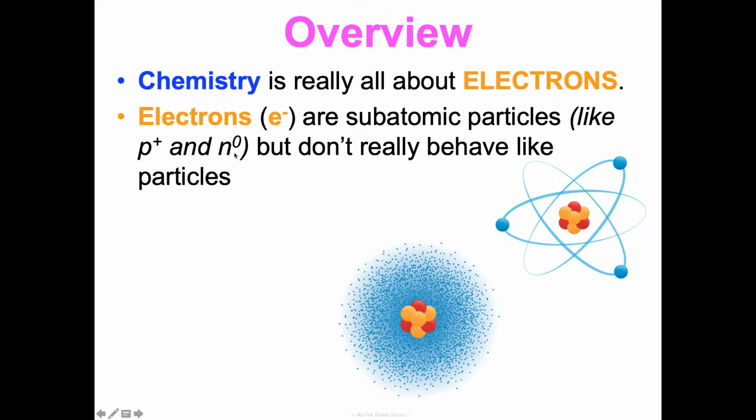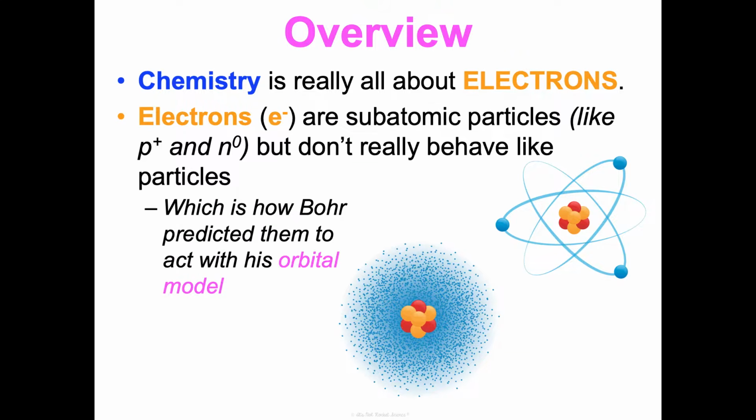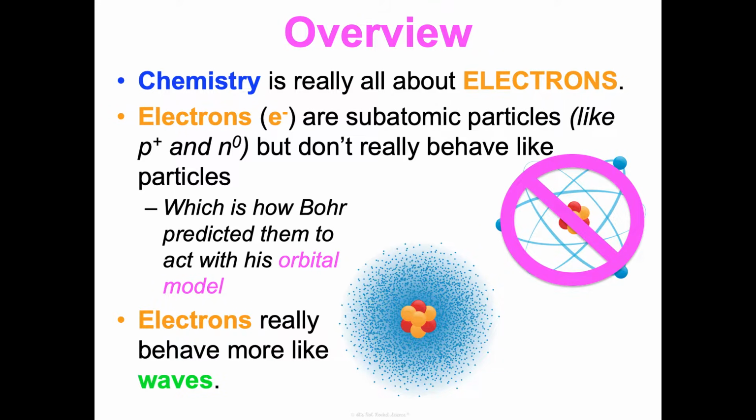But they don't really behave like particles. So Bohr, in our Bohr models, which we were drawing in our last unit, predicted them to act with his orbital model. He predicted that they would act like particles and they would move in these fixed orbits around the nucleus. And that's nice and it's easy to draw atoms that way, but that's not really how they're acting. Instead, they're acting a lot more like waves do. And so that makes this model, our electron cloud model, a lot more accurate description of how the atom is structured.